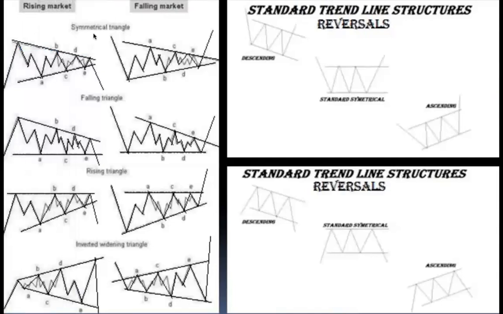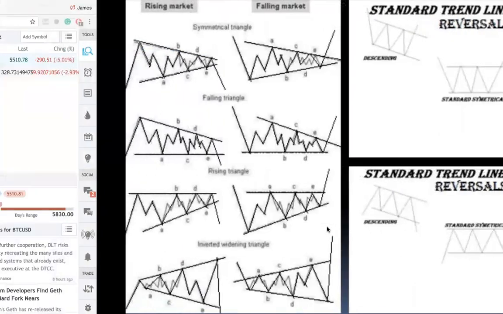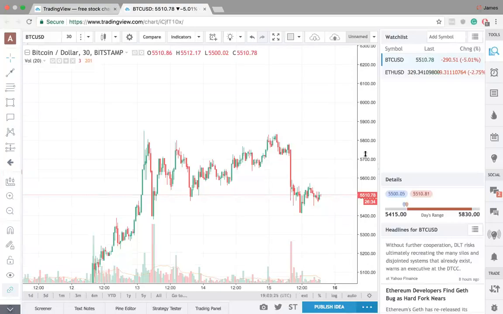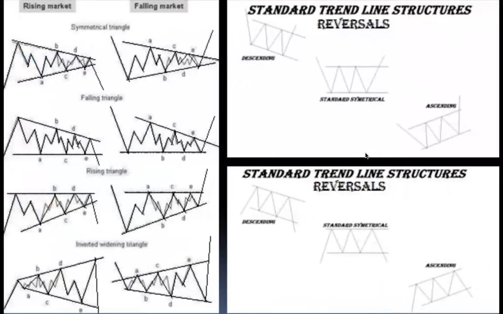So we have a symmetrical triangle, falling triangle, a rising triangle, and an inverted triangle or bullhorn triangle. Then we have descending, ascending, standard symmetrical, and these are just trend lines, essentially. Okay. So I'm going to show you how to mark up these structures.